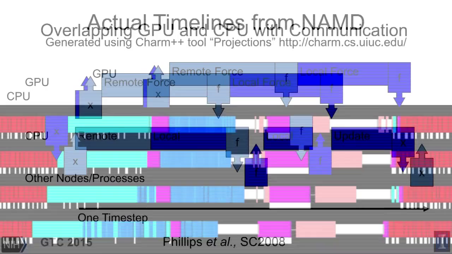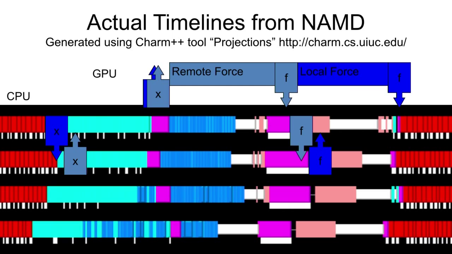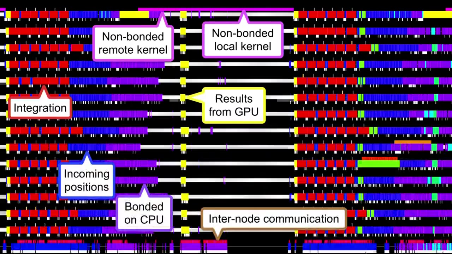This is what it actually looked like using the Charm++ tracing tool Projections back in 2008. So you can see in red we have integration, data transfer, different force calculations, and pink is sort of the interactions with the GPU. This is what it looks like now. This is one node of Blue Waters running a 20 million atom simulation on 1,024 nodes.